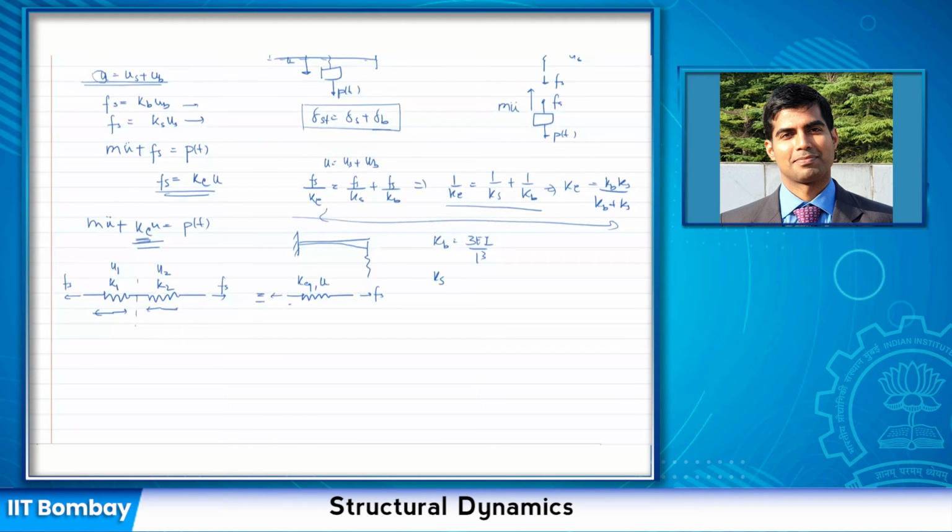Okay, can I write that my total displacement would be the sum of individual displacements in these springs? However, the force in all these springs would be same. So F1 is equal to F2 is equal to Fs. So the force would be same in all these springs. However, the displacement would be the sum of the total displacement. Okay, this is called series connection.